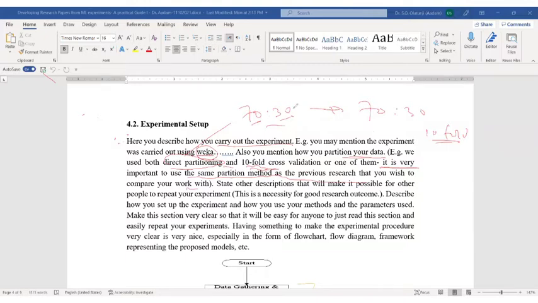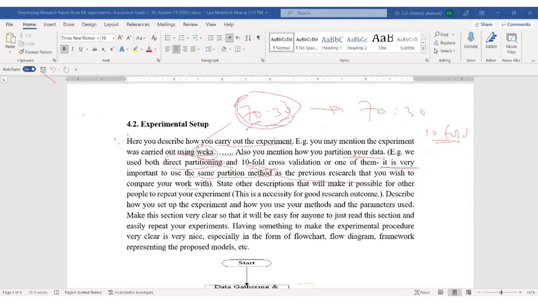But then, these are both methods of partitioning. Any of them is okay. But if someone has decided to use one and published that paper, then you, who are now trying to do your experiment and compare your work with theirs, need to use the same method to make your work valid for comparison.